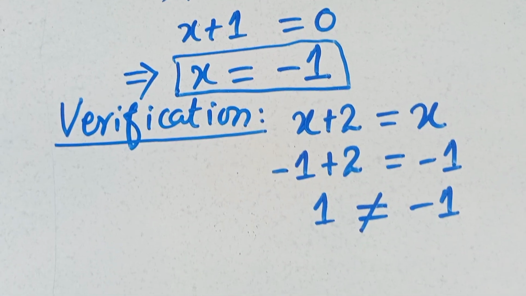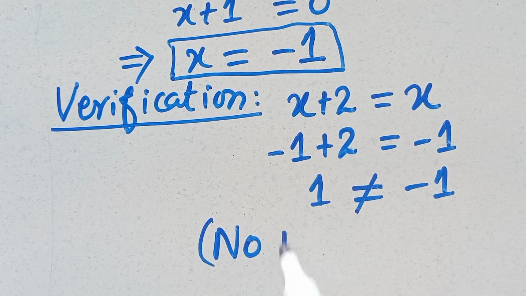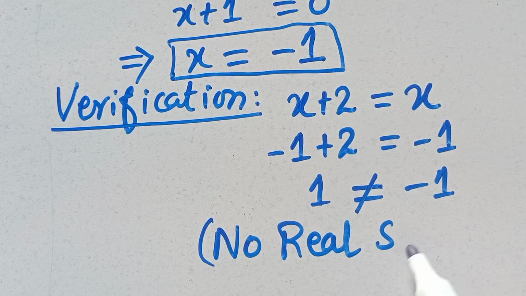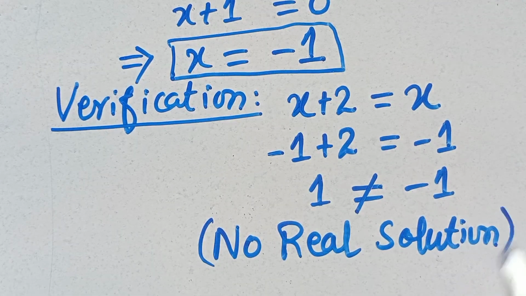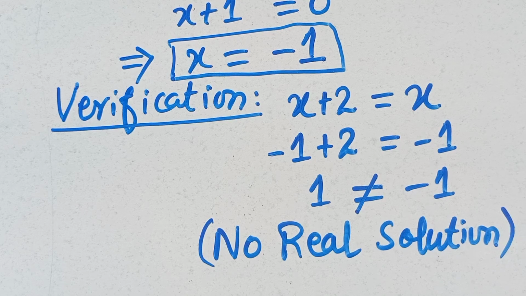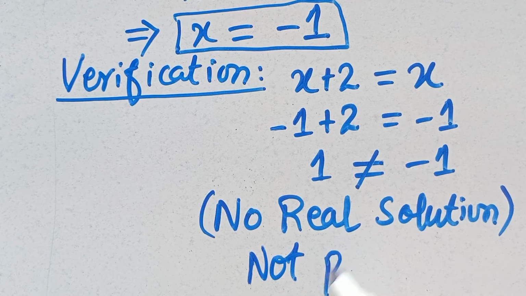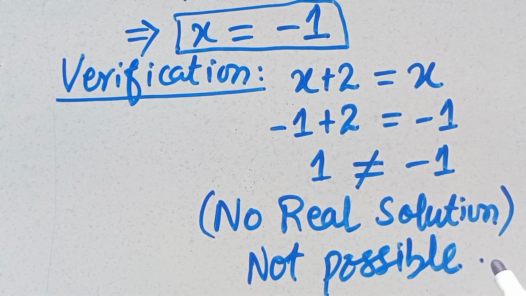So here a real solution does not exist, that is, this does not verify our original equation, so there is no real solution for this equation. It is not possible to find x in this case as a real number because x belongs to real numbers, so it is not possible. We have simplified this equation.